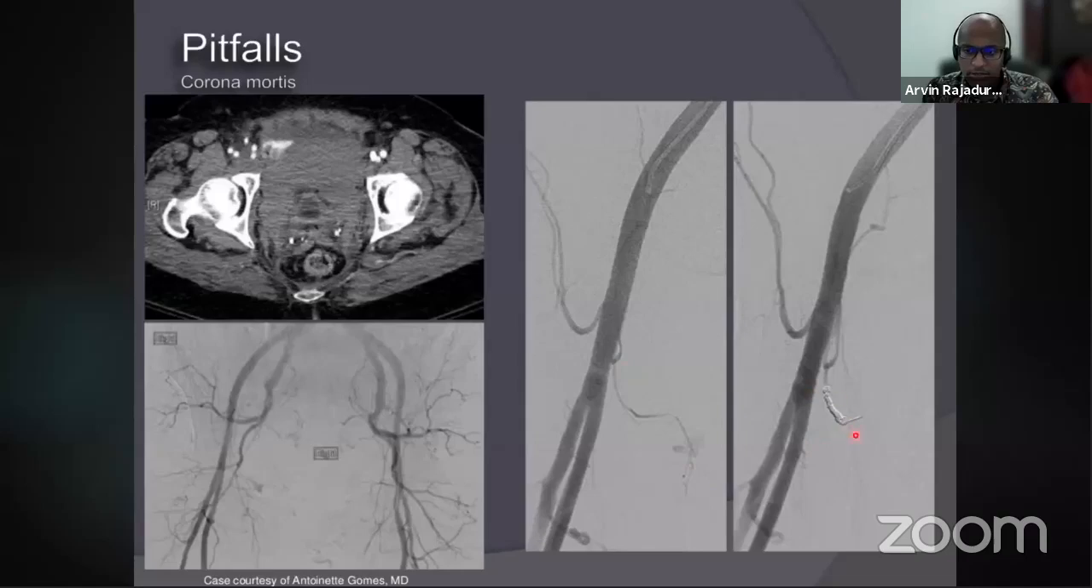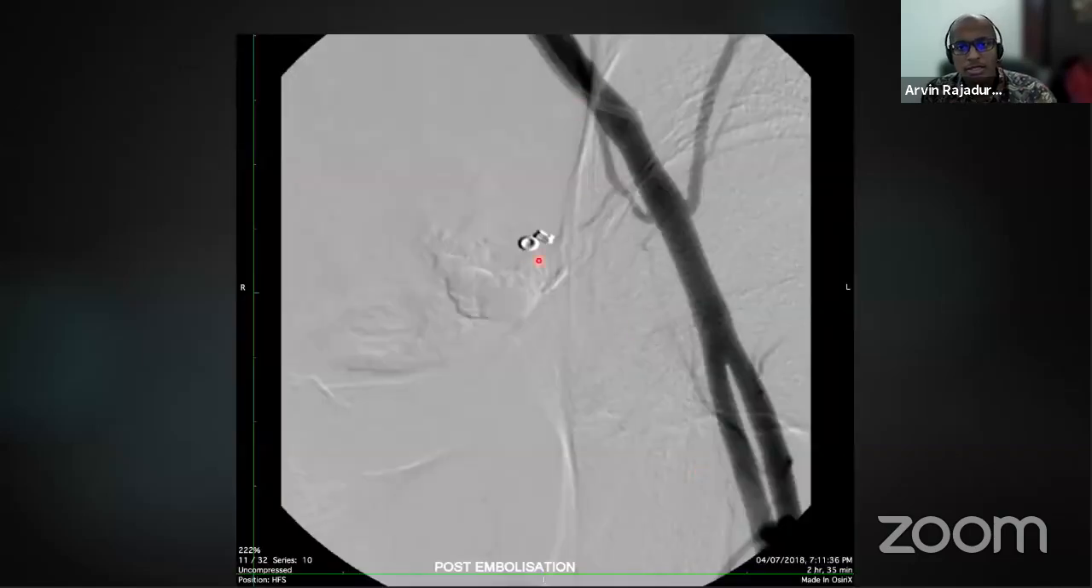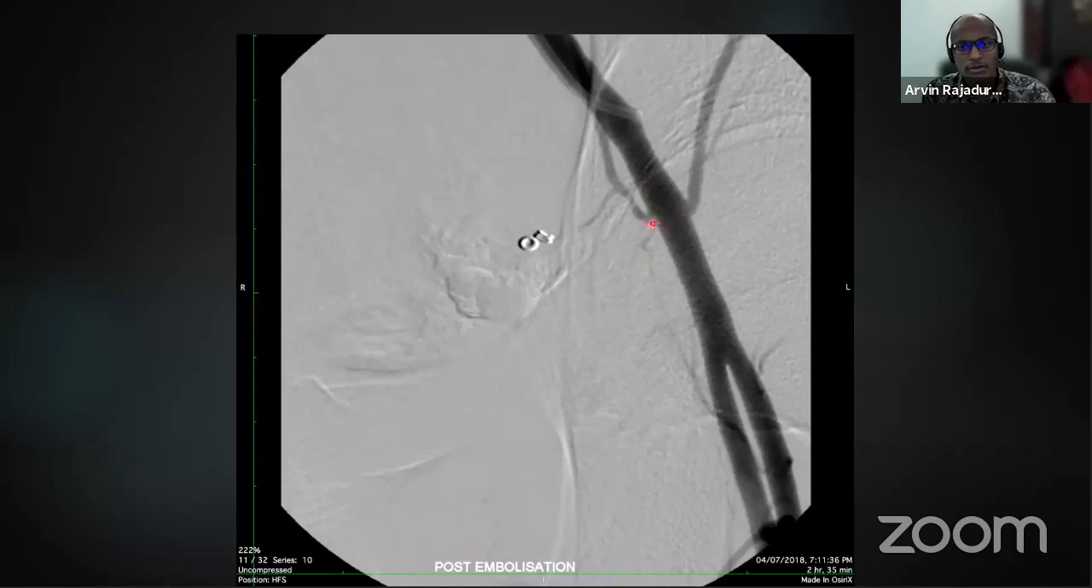All right. And we decided to embolize that patient. This is of course in a different patient. And this is what the corona mortis looks like. It's a communication of the external iliac that comes in through the inferior epigastric artery, and there's a communication into the obturator artery. So we decided to put some coils there, and that problem was solved. You can see over here, there was no flow anymore.